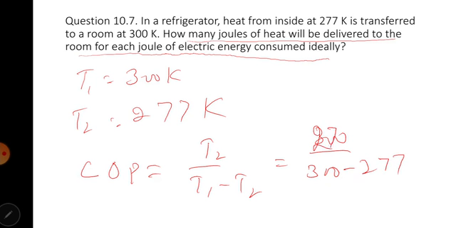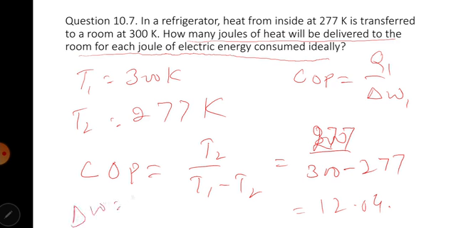It's 277. You will get the value, which is 12.04. Now Q1: coefficient of performance is also equal to Q1 divided by del W. In a refrigerator, heat is transferred to the room. How many joules of heat will be delivered to the room per each joule of electrical energy consumed ideally?